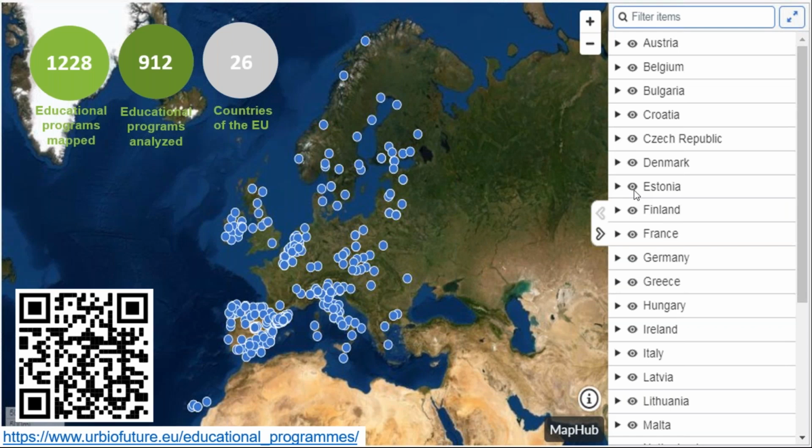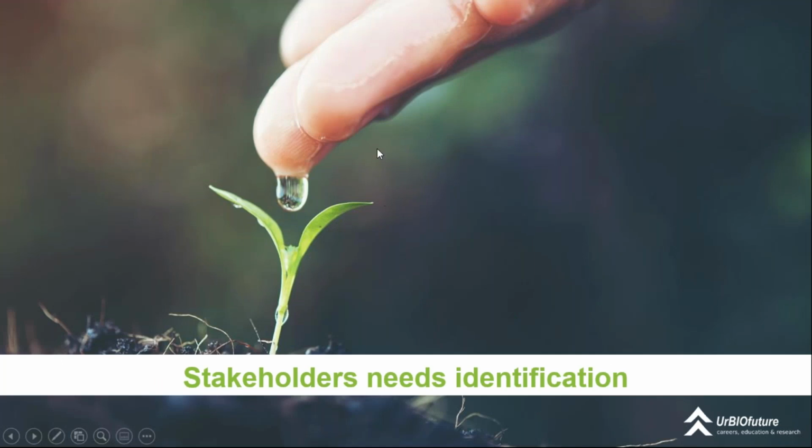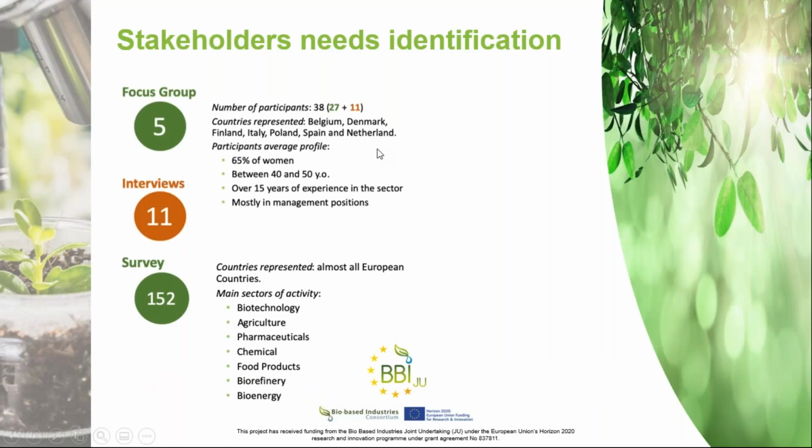With all this information, we go one step further, and we also wanted to know which were the stakeholders' needs. As you can see in the following slides, sorry for the delay because Anna is swiping the slides. Okay, thank you, Anna. We tried to analyze the stakeholders' identification. We started with focus groups and interviews, where we got the main ideas of the competences that they will need in the future.